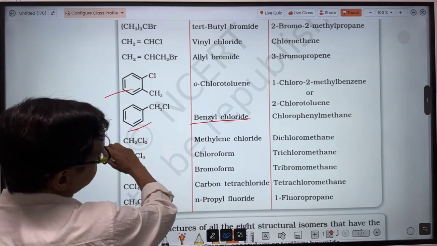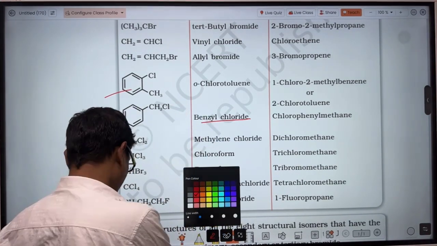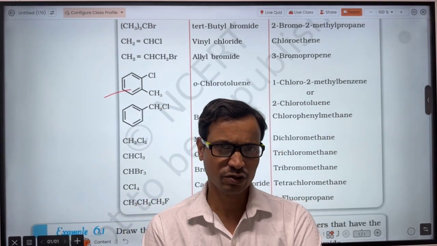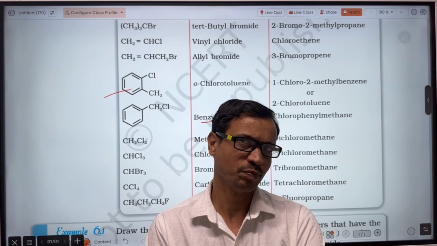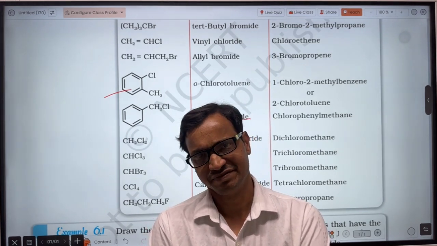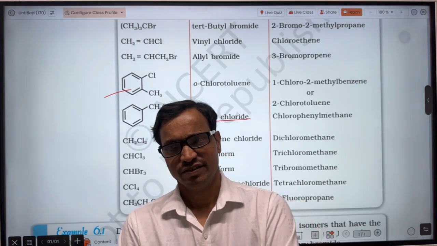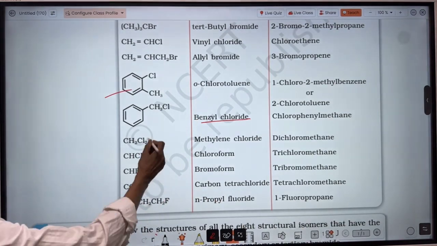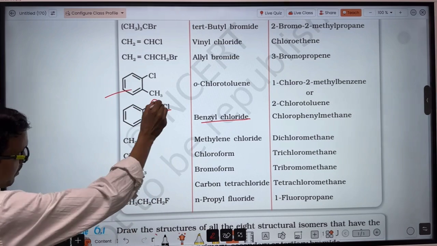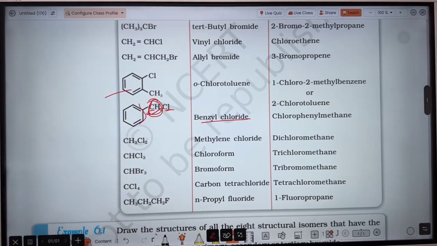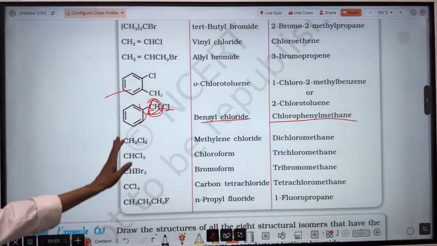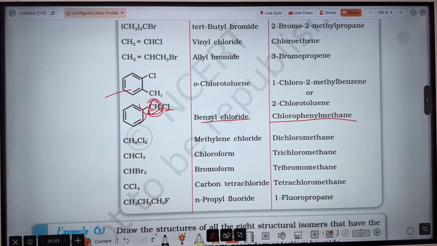And how to write the IUPAC name? For the IUPAC name, one point you keep in mind: when the functional group is present in the open chain, then the name of the compound will be based on the open chain and benzene will be considered as substituent. And the word phenyl is used for the benzene. So here halogen, that means functional group, is bonded to this carbon atom. So for the IUPAC name, main name will be methane and that will be chloro. So that means to methane, chlorine is bonded and phenyl group is bonded. That's why 1-chloro-1-phenyl. So 1-chloro-1-phenylmethane, or chlorophenylmethane.